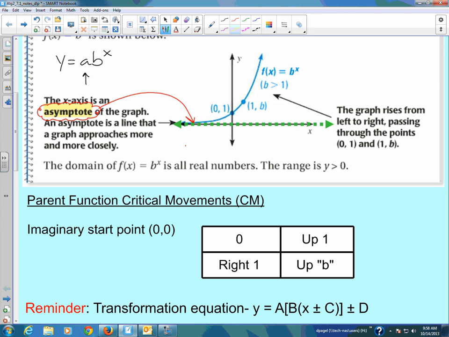All right, domain and range. Again, going back into this stuff. Our domain is all real numbers. Every value of x works. Our range, however, is going to simply be either greater than your asymptote value or less than your asymptote value, depending on if your graph is opening up or down.